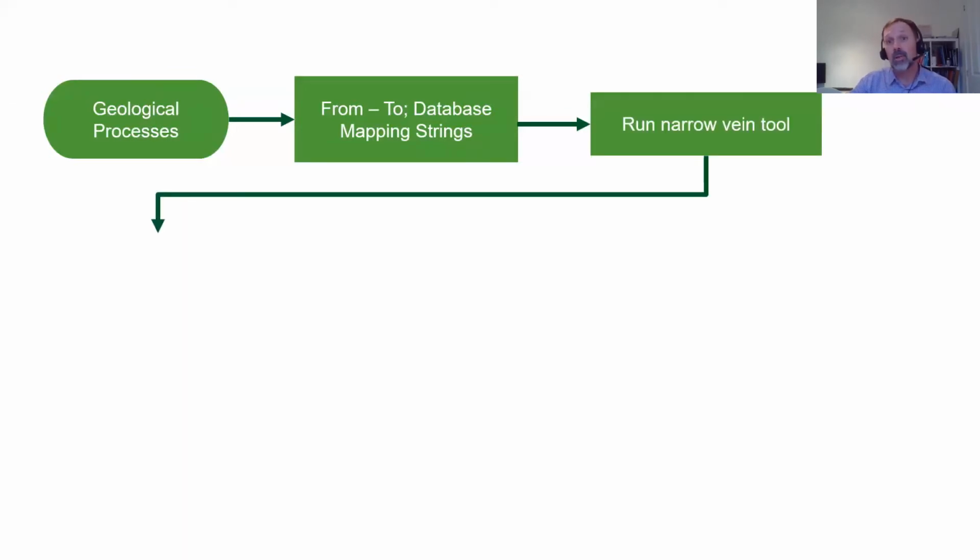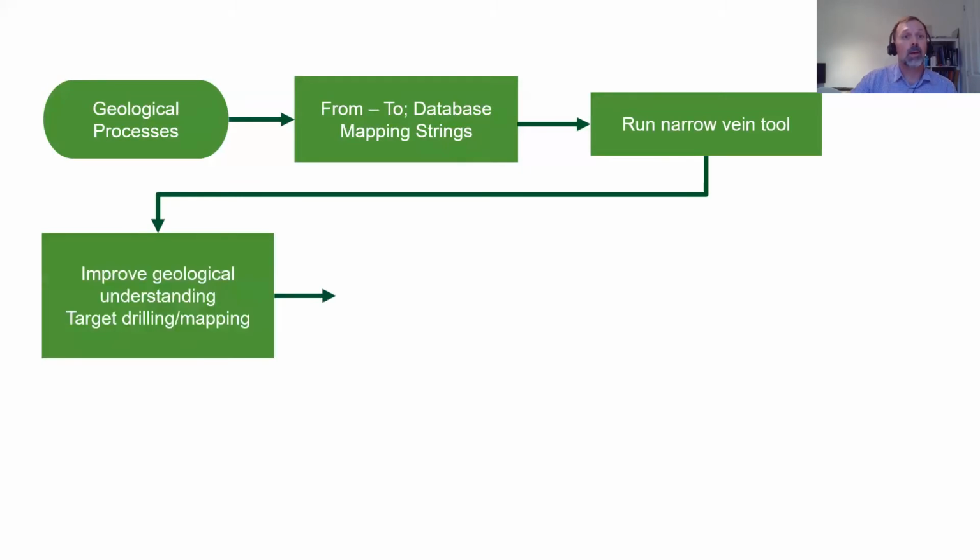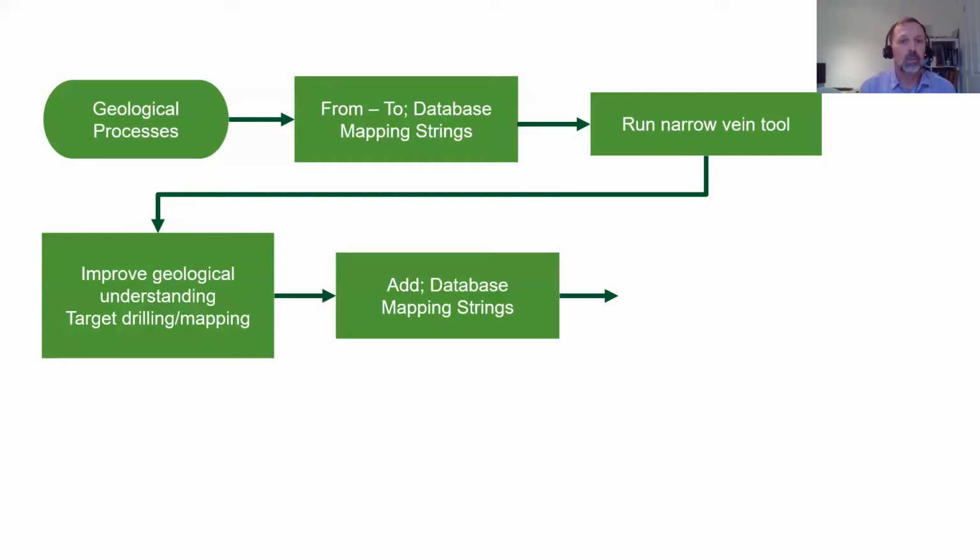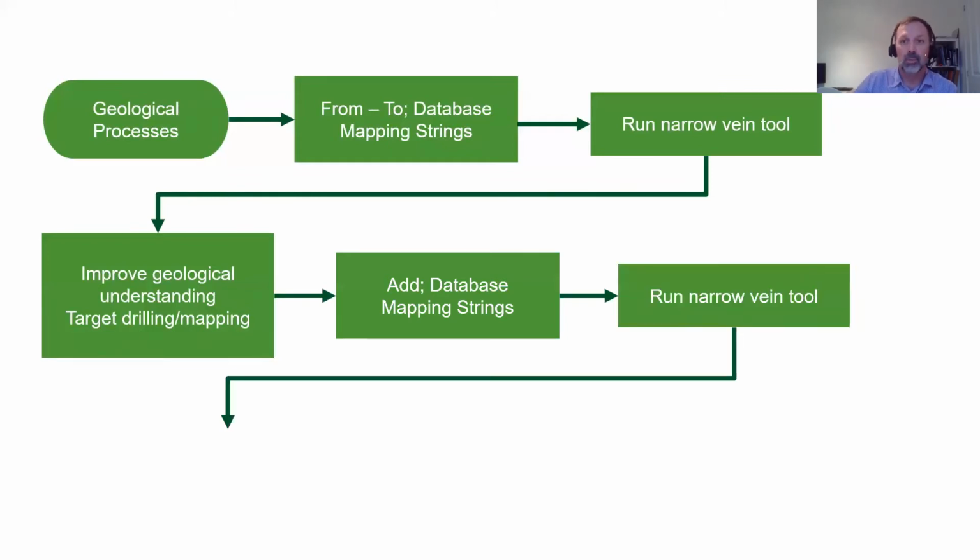You're going to run the Narrowvane tool. Automatically, that improves your geological understanding and it gives you something to work with. It allows you to target drilling and potential mapping, so areas where you feel that you're lacking geological understanding. And then you're going to add to the database, add mapping strings, and you're going to run the Narrowvane tool again. Once you've done that sufficiently, you'll have then developed a solid that can be used for developing a resource.